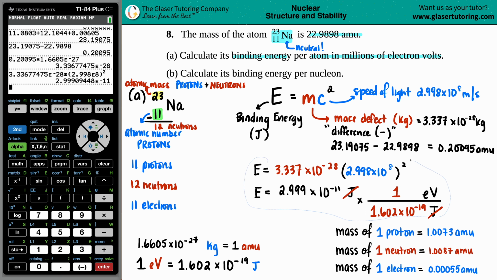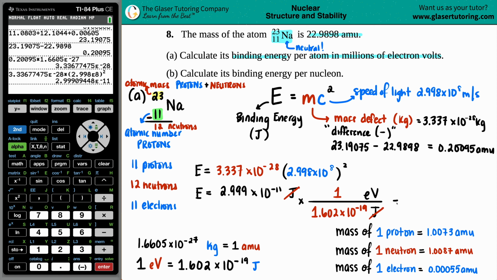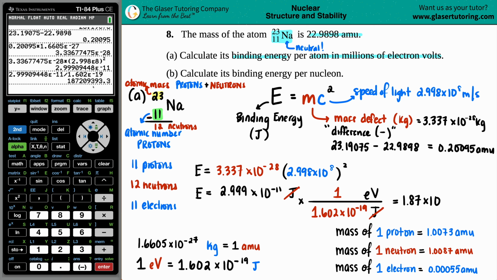And I'm just going to pull this over just so that we have our new answer. So I'm going to take the full number divided by 1.602 times 10 to the negative 19th. All right, we're getting somewhere. 1.87 times 10 to the 8 eVs. Now, let's see. What are we doing? We want millions of electron volts.